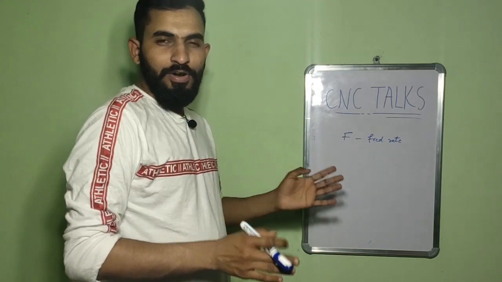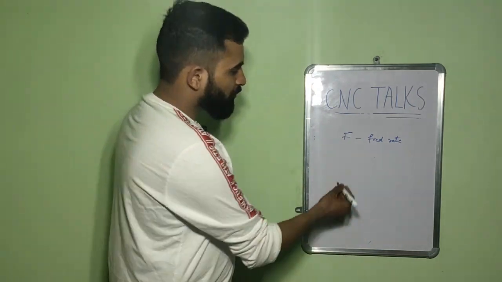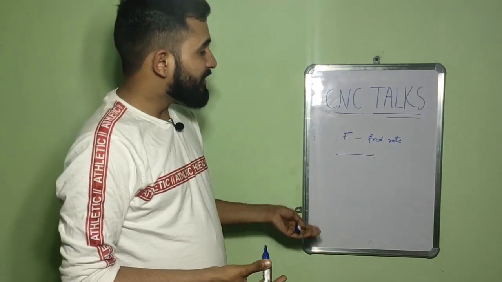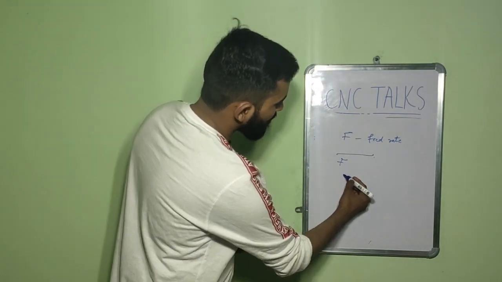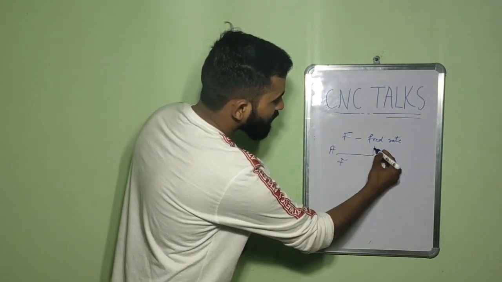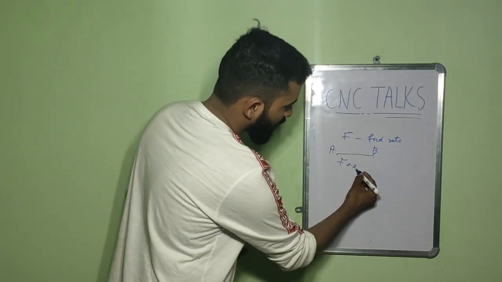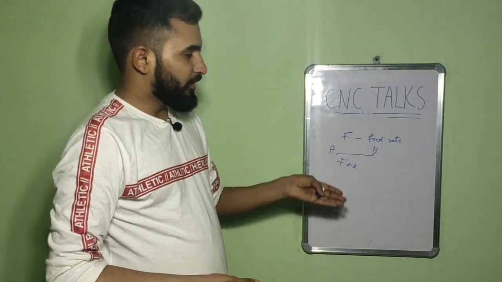The term F defines the feed rate. For example, if we need to move our tool from one position to another with a given feed rate, we can easily type F with the feed. For example, if we wish to move our tool from A to B, we can easily type F with feed 0.2. That is how we can move our tool from one position to another with a given feed rate.